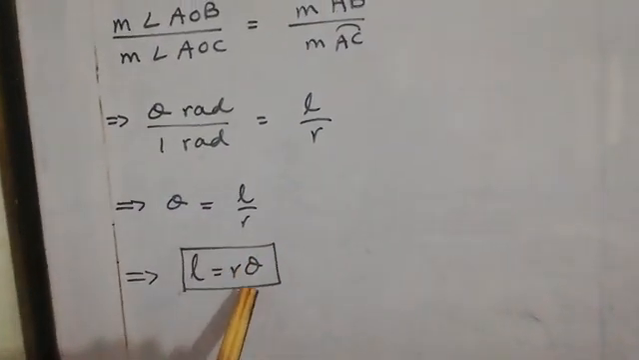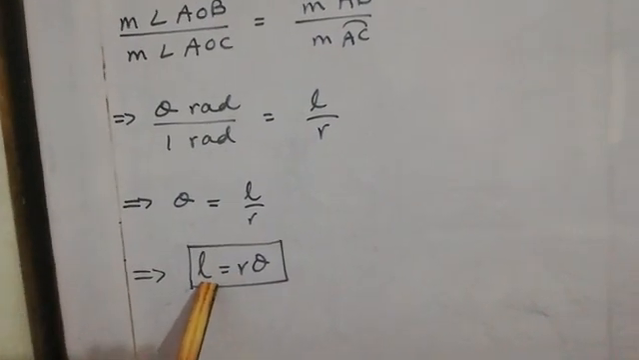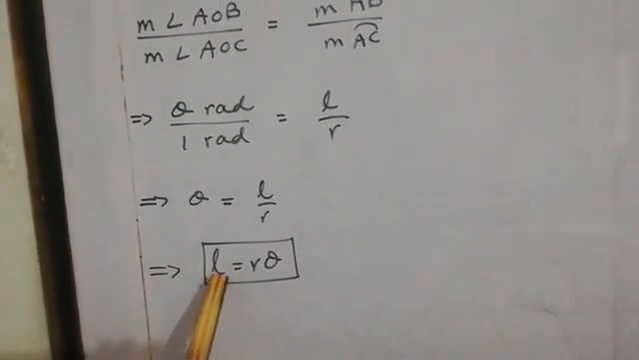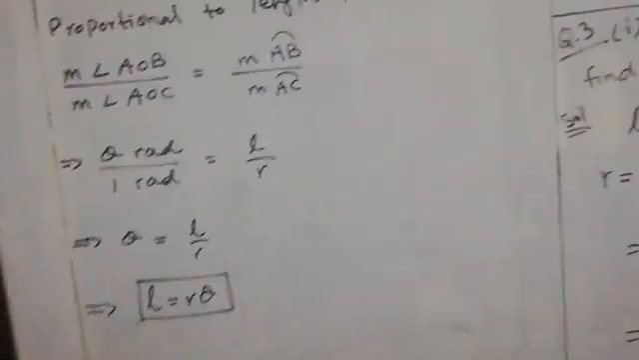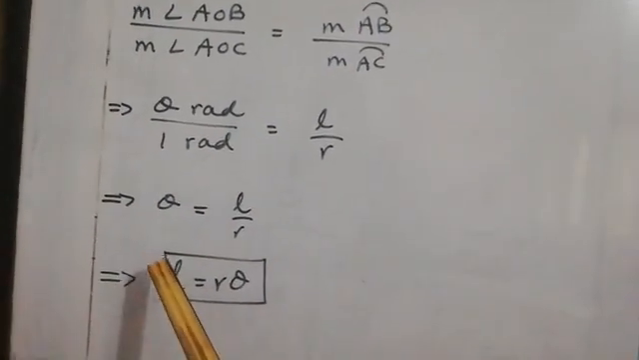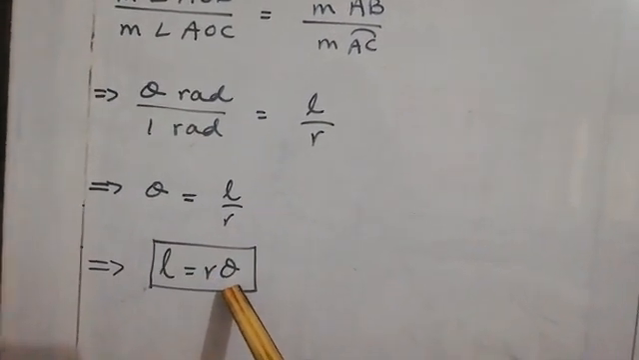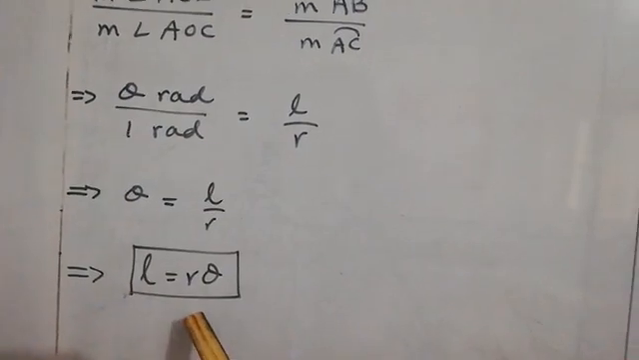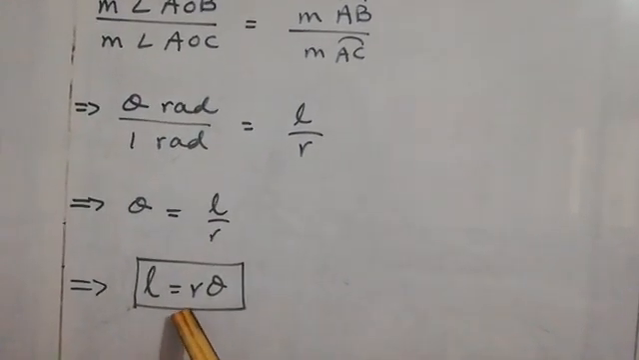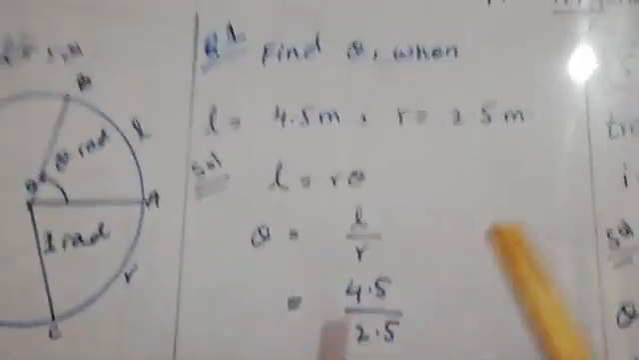And if we want to find the length of the arc, then we use this equation, L is equal to r theta. This is the main equation. With the help of this equation, we can find the value of L, the value of r, and the value of theta in radian. There are 3 values. If 2 values are given, then we can easily find the third one. How can we find it? Now move to question number 1.